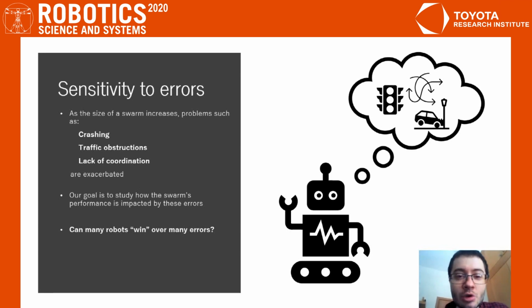Specifically, three different complications that arise in multi-robot systems are further exacerbated in the swarm setting, and these are robotic crashes, where a robot simply crashes and stops walking, traffic obstruction, where robots block each other off from progressing, and lack of coordination due to each robot being autonomous and not synchronized with the others. So a main goal of our paper was to check how sensitive our swarm is to such issues. How much is performance impacted by their presence? Can many robots even be worth it if they come at the cost of more crashes and complications?